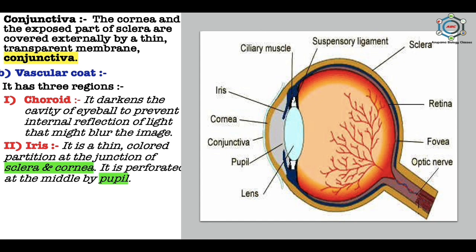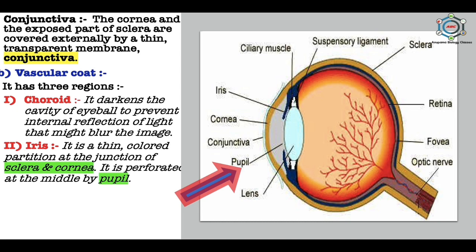Second is iris. In the picture you can see this is the iris. It is a thin colored partition at the junction of sclera and cornea. It is perforated at the middle by the pupil. So in the iris, the color of the eye is determined. It is the segment that gives the eye its color, and the iris surrounds the pupil on all its sides.